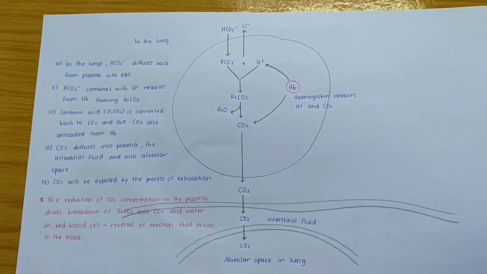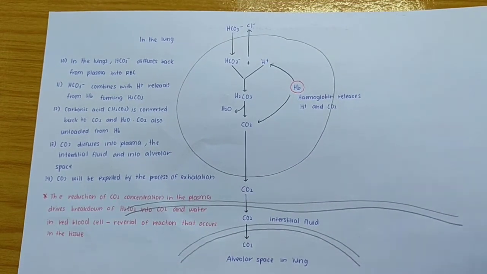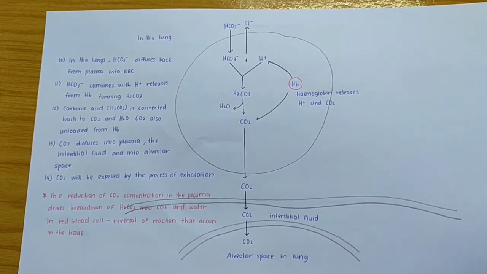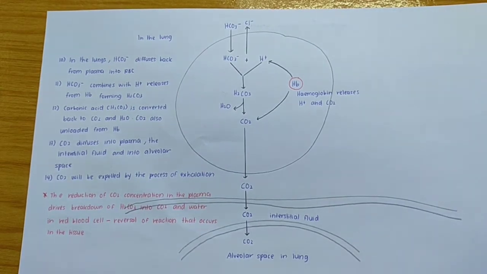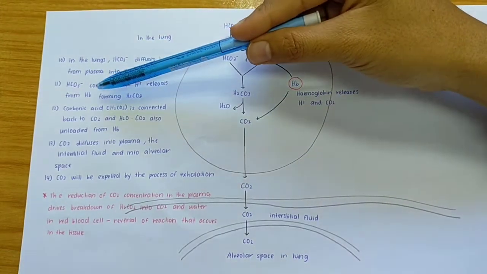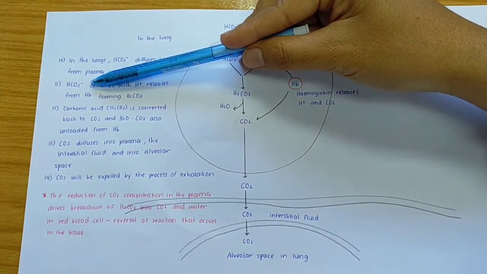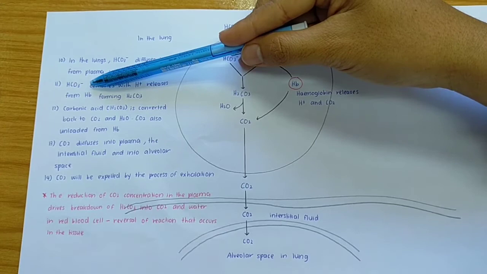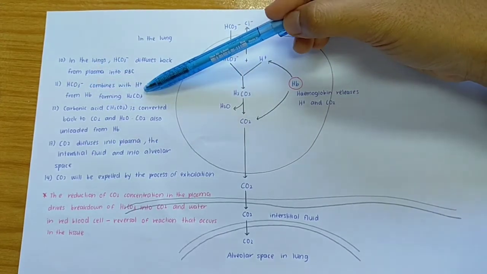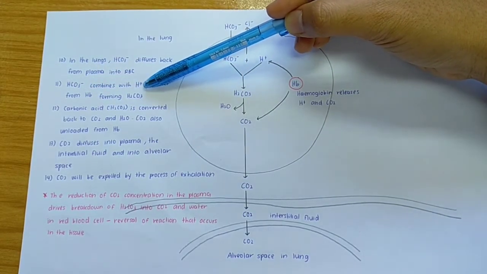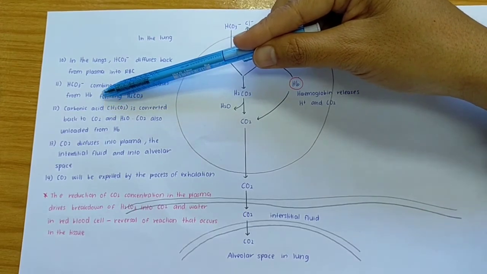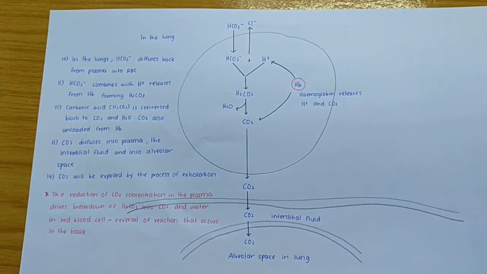Okay, so for transportation of carbon dioxide, you have to take note of how carbon dioxide will be transported to the lung, and you have to remember the processes involved. Okay, and then for the short forms here, make sure you write them in full. HCO3 minus means bicarbonate ion. H plus represents hydrogen ion. Okay, HB, you have to write hemoglobin. Alright, so that's all for transportation of carbon dioxide.